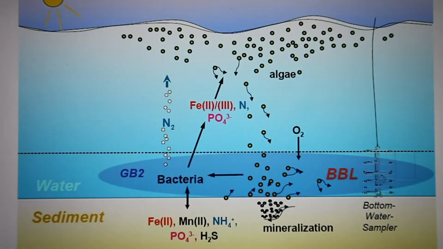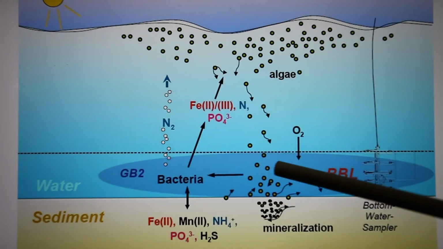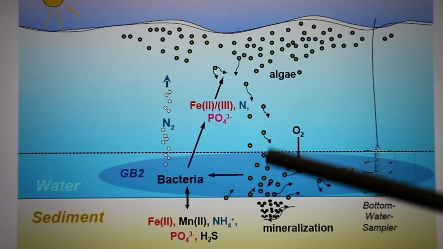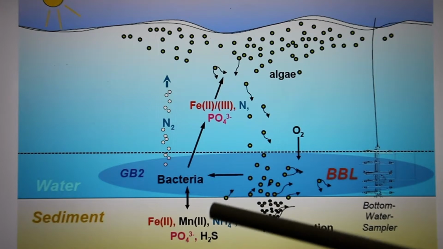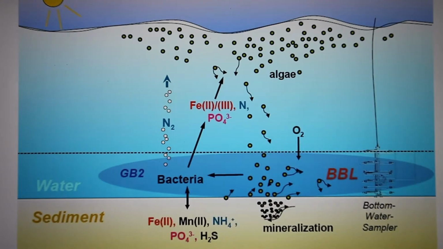So a lot of things going on at the bottom of a lake, particularly at the sediment-water interface. Bacteria is breaking down organic matter, and it's creating a condition that often leads to mobilizing phosphorus from the sediments into the water column. So that's something we want to avoid.